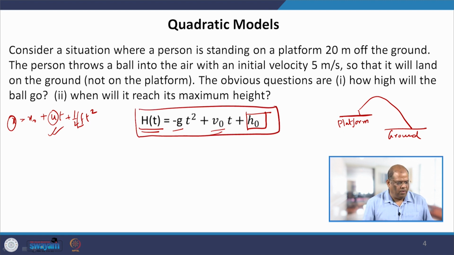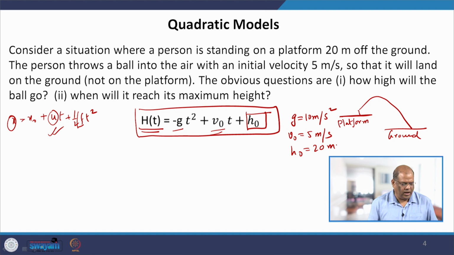In this particular problem, we take our value of g as 10 meters per second square. The v0 is the initial velocity, which is 5 meters per second, and the initial height, the platform, is h0, which is 20 meters. So, you put all these values here and you get some function h, which is also a function of time. So, h(t) equals minus 10 t square plus 5t plus 20.